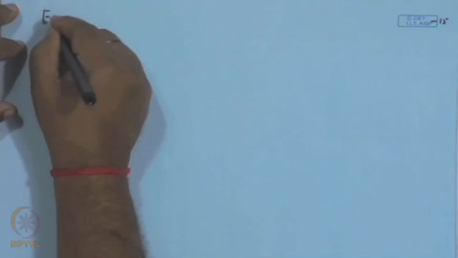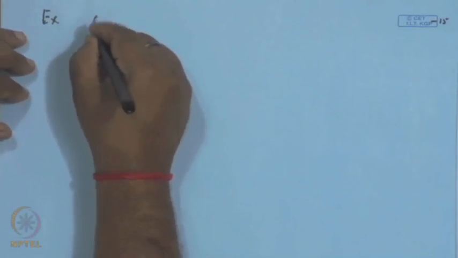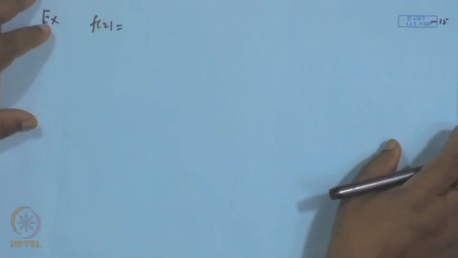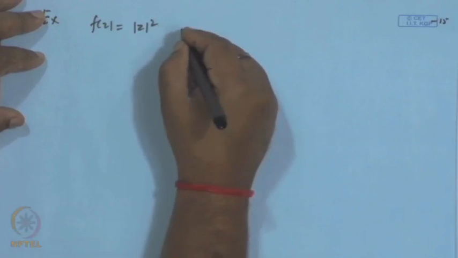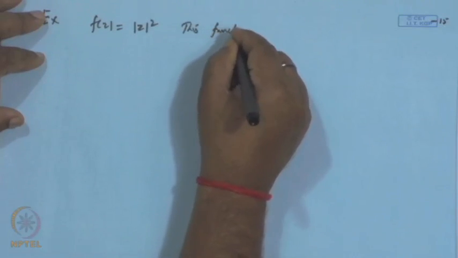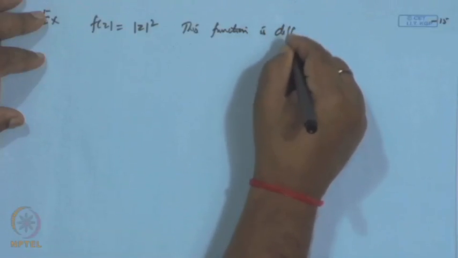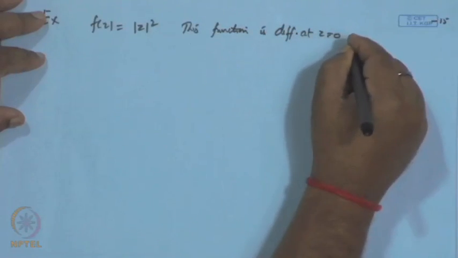Now, there are functions which are differentiable only at a single point and nowhere else. There are functions which are differentiable everywhere throughout the complex plane, and there are functions which are differentiable only inside certain domains and outside it is not. So let us categorize these. Suppose I take this function f(z) equal to, say, mod z square. Now, we claim that this function is differentiable at z equal to 0 and nowhere else.